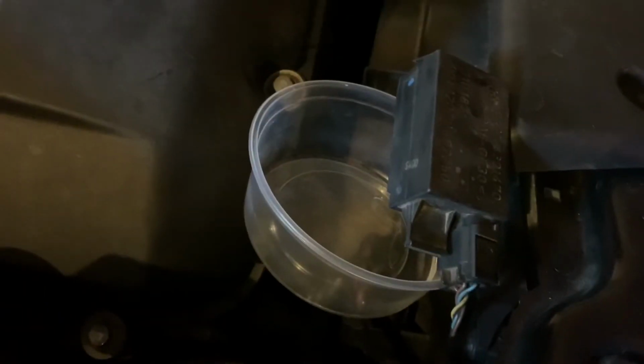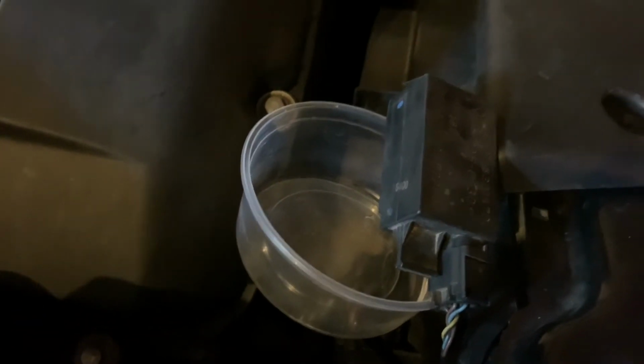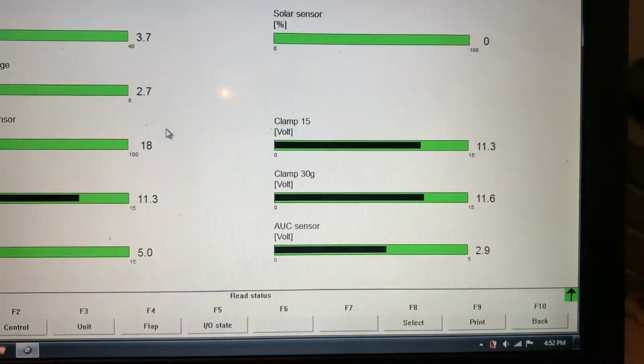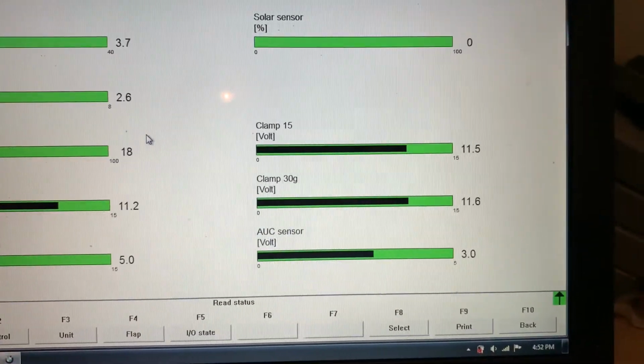And here I just put a couple drops of gas in a little cup and I stuck it underneath the AUC sensor after I removed it from the radiator. You can see that the voltage is slowly rising up.